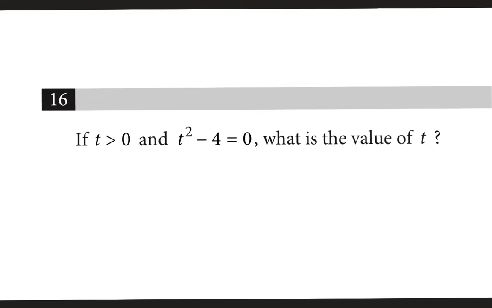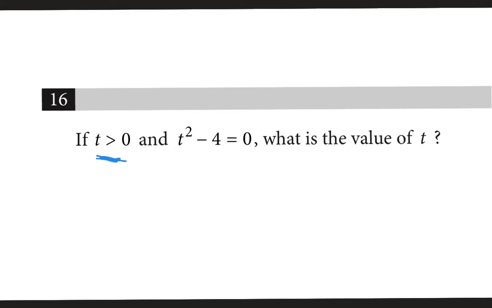All right, here's another really simple question. You should know this factoring technique, and it's okay if you don't. But right away, let's read it first. If t is greater than 0 and t squared minus 4 equals 0, what is the value of t? Here's what's really helping me out, right? That the value of t is greater than 0. That's the first thing I know.